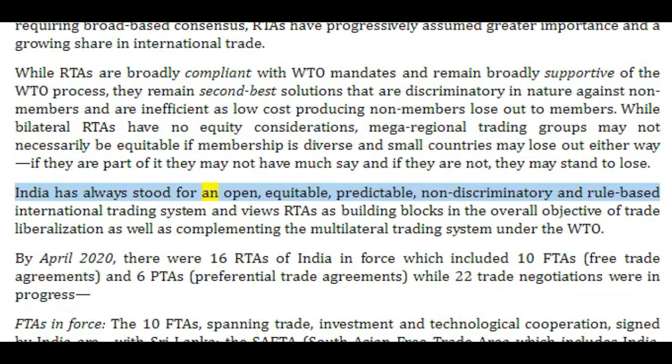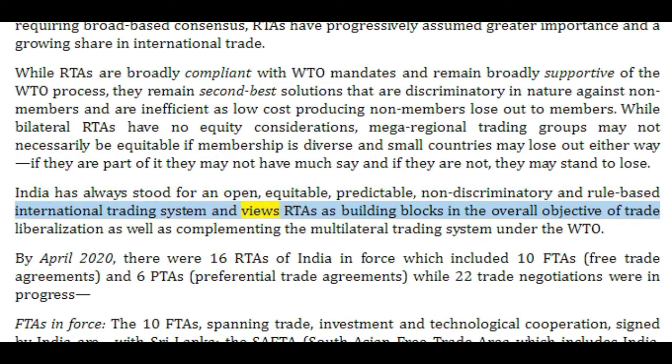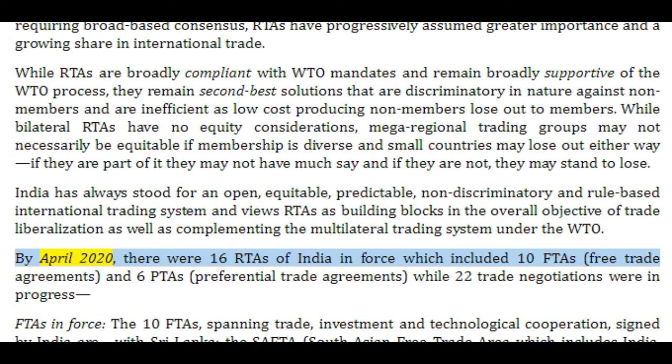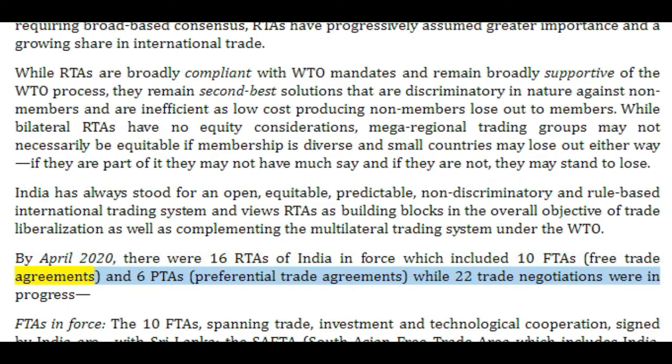India has always stood for an open, equitable, predictable, non-discriminatory, and rule-based international trading system and views RTAs as building blocks in the overall objective of trade liberalization as well as complementing the multilateral trading system under the WTO. By April 2020, there were 16 RTAs of India in force, which included 10 FTAs, free trade agreements, and 6 PTAs, preferential trade agreements, while 22 trade negotiations were in progress.